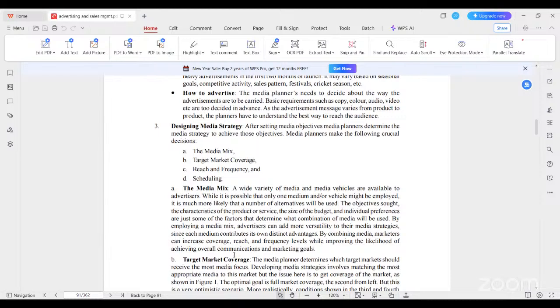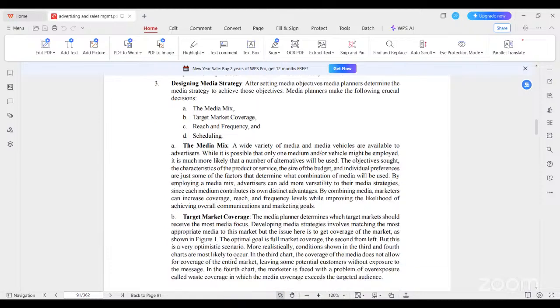So the objectives and characteristics of the service, the size of the budget that will be decided, and individual preferences are some of the important factors that determine what combination of media will be used by employing a media mix. Okay, here the versatility of the media can also be used.